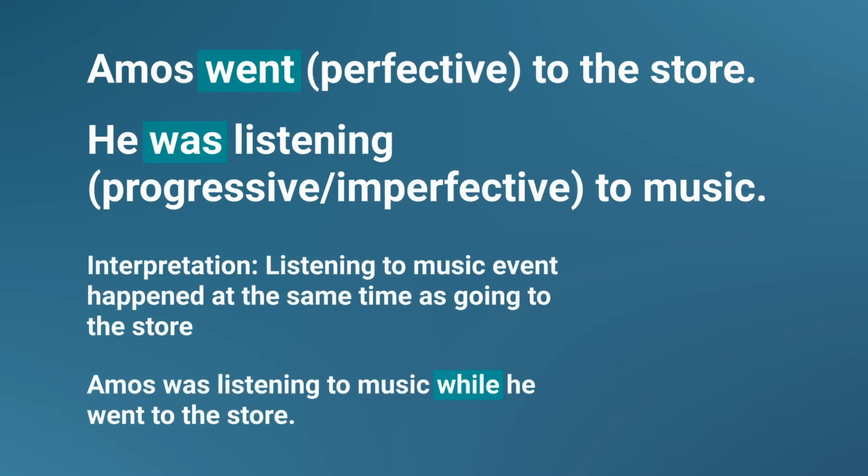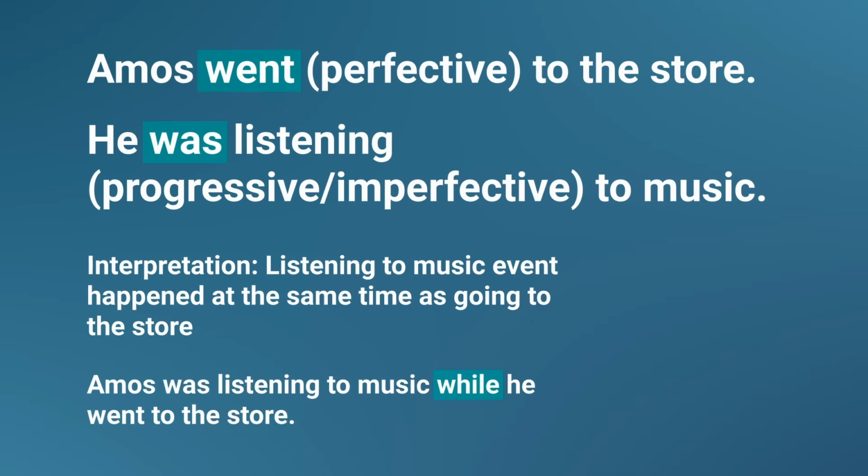One event happens and ends, and then another event happens and ends, and so on. Since imperfective forms need not refer to the end of the event, they can refer to events that are happening simultaneously with another perfective form. For example, in a simple discourse, like "Amos went to the store, he was listening to music."